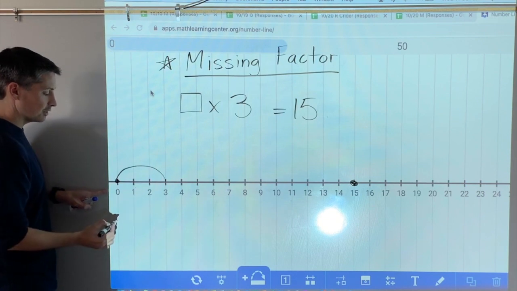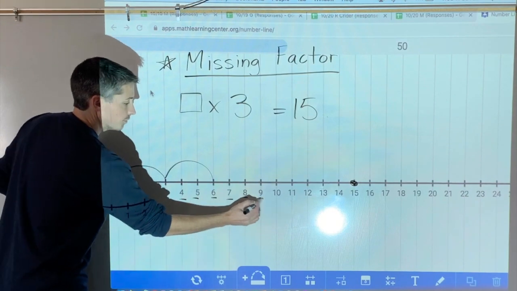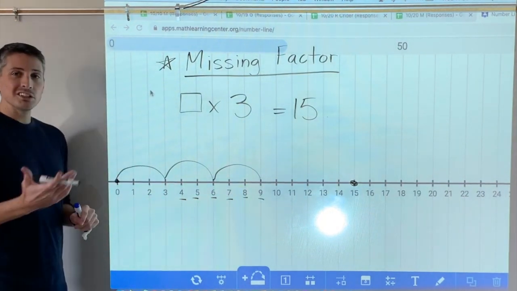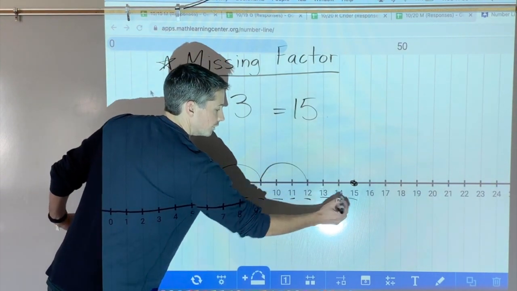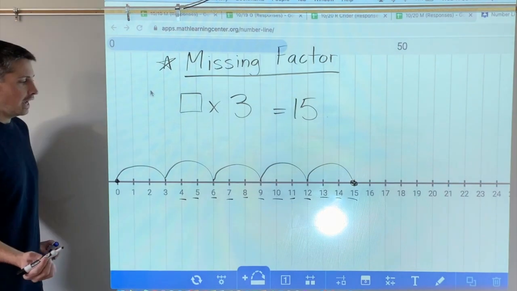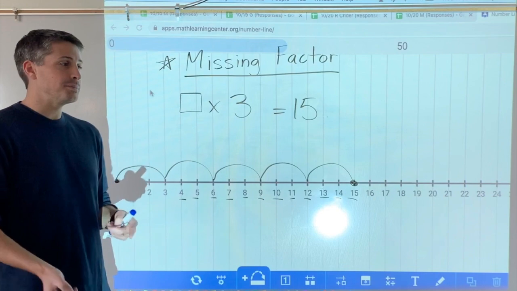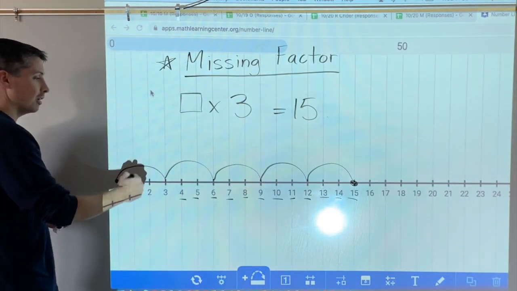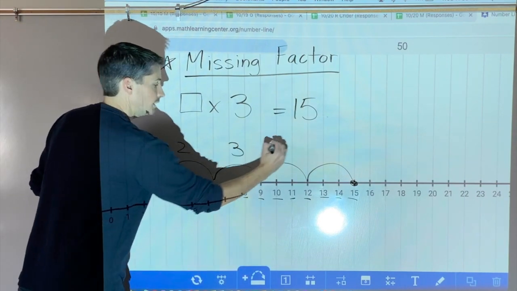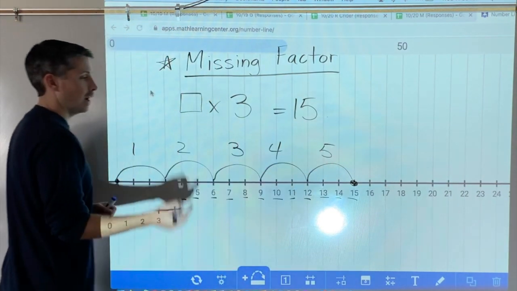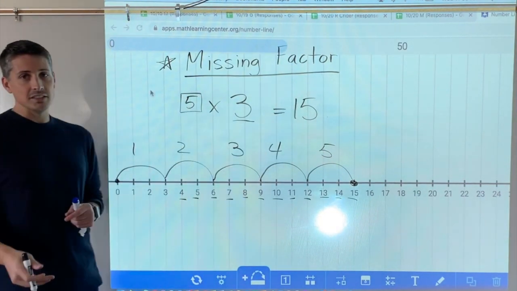So first one is 3, and then 1, 2, 3, another 3, 1, 2, 3, another 3, and I'm going to keep going until I get to 15. 1, 2, 3, another 3, 1, 2, 3, and then I finally get to 15, and so 15 is not my answer. I need to figure out how many times I made that jump, how many times I jumped by 3, and so I'm just going to count 1, 2, 3, 4, and 5. So I made 5 jumps of 3, and it equals 15.